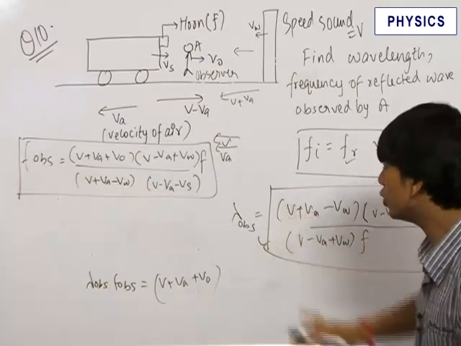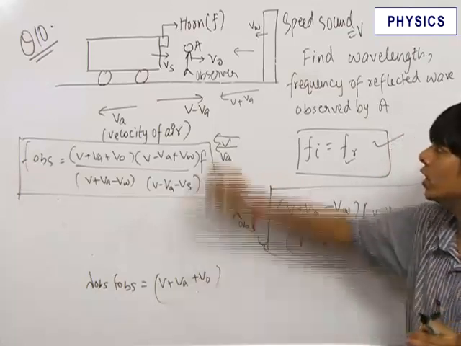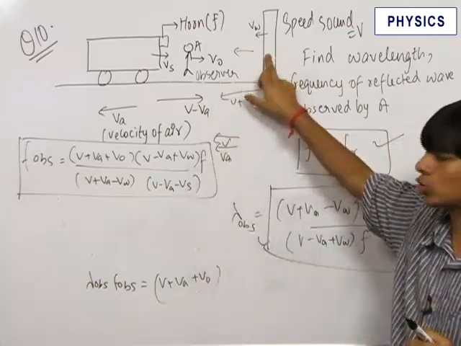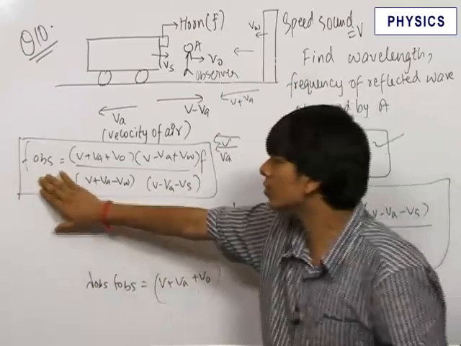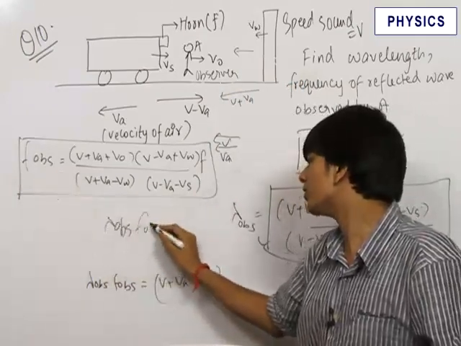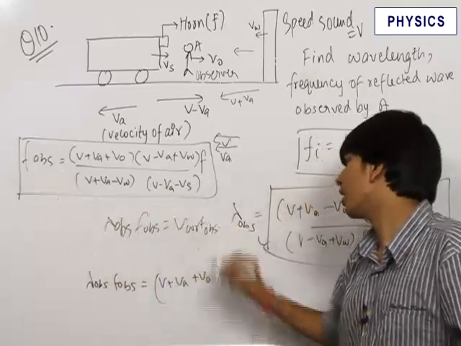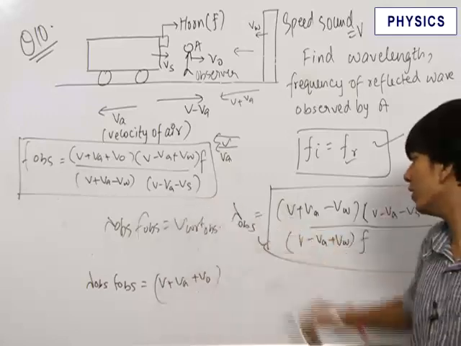So the important thing for you to note is that whenever you are trying to find out the wavelength observed by the observer, then you have to write the equation from the part of the source, and when you need to find out the frequency observed by the observer, then you always use the formula lambda observed into f observed is equal to velocity of sound with respect to that observer, and so we get our final answers.